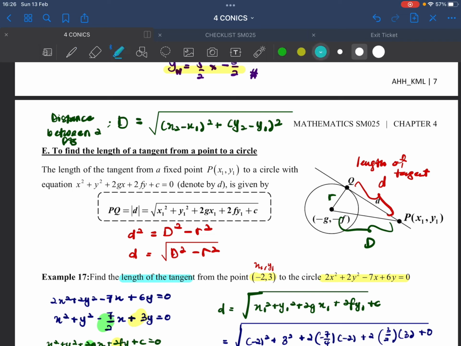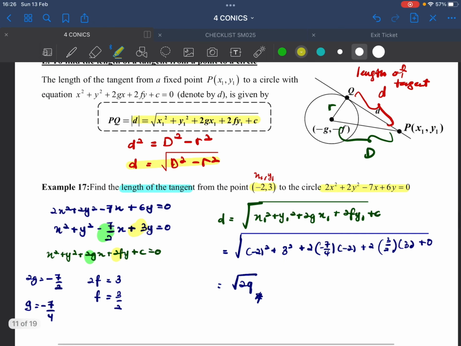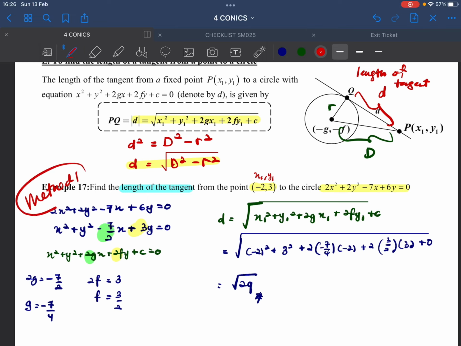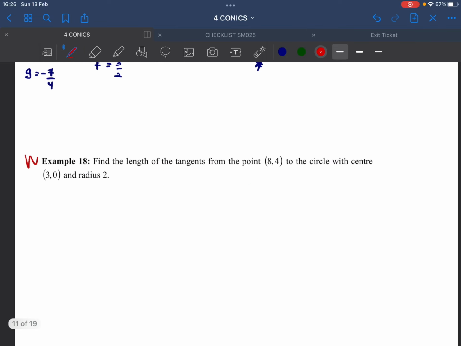One is by using this formula straight away. The second method is by using this formula. Okay, so this is method 1. Let's see the second method. This is method 2. By using the second example here, we want to find the length of tangents from the point (8, 4) to the circle with center (3, 0) and radius 2.